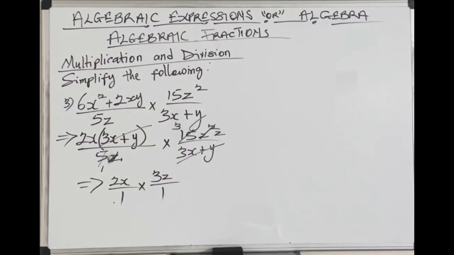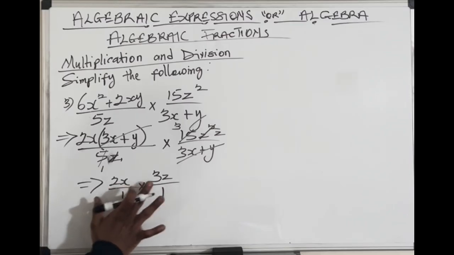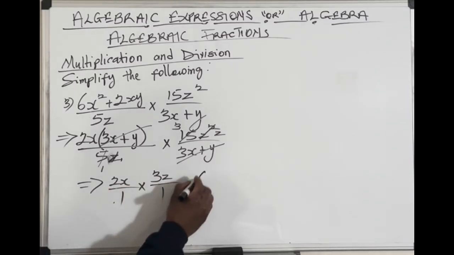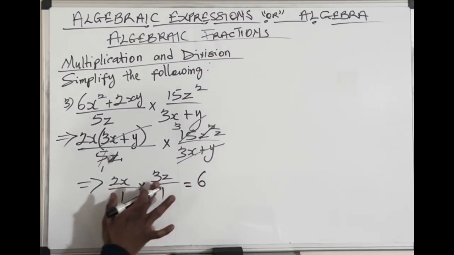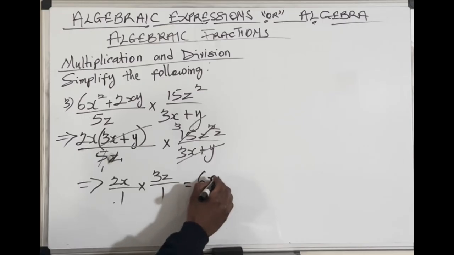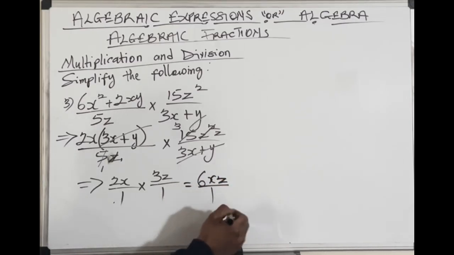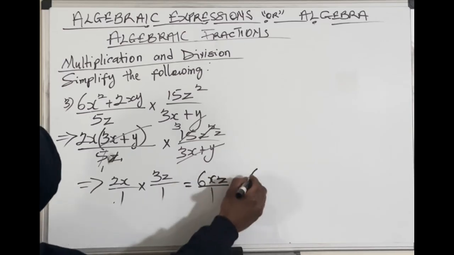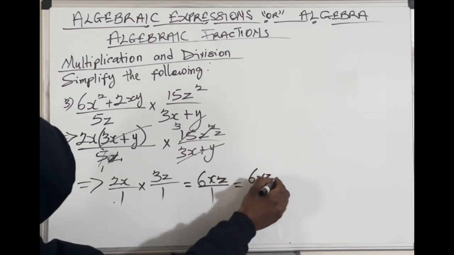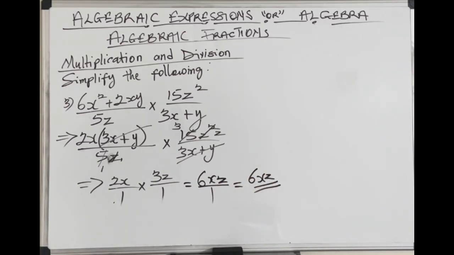All right, so let's finalize things. We need to multiply through. So 2 times 3 is what? 6. X times z is what? xz all over 1 times 1 is what? 1. So this can also be written as 6xz. Final answer. Okay, very easy.